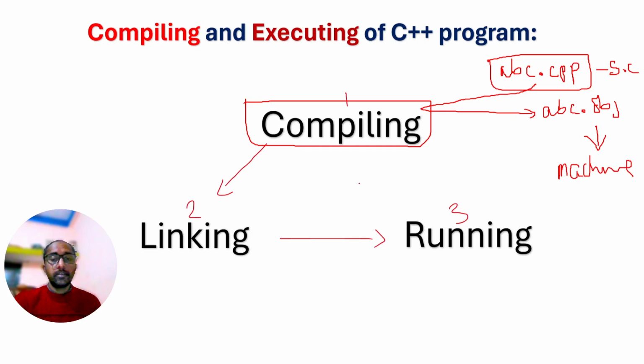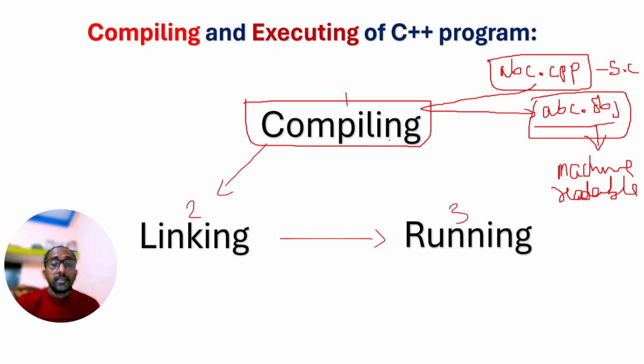Machine readable object file. It will be converted to the .obj file. It will be saved in our disk by the name abc.cpp, but during the compilation, it will be converted to a file with the same name but a different extension, .obj. And the second one is linking.